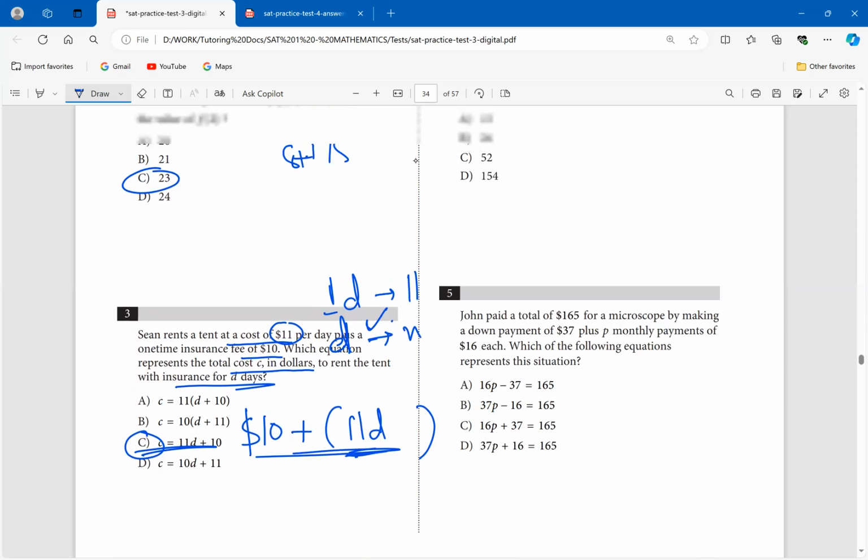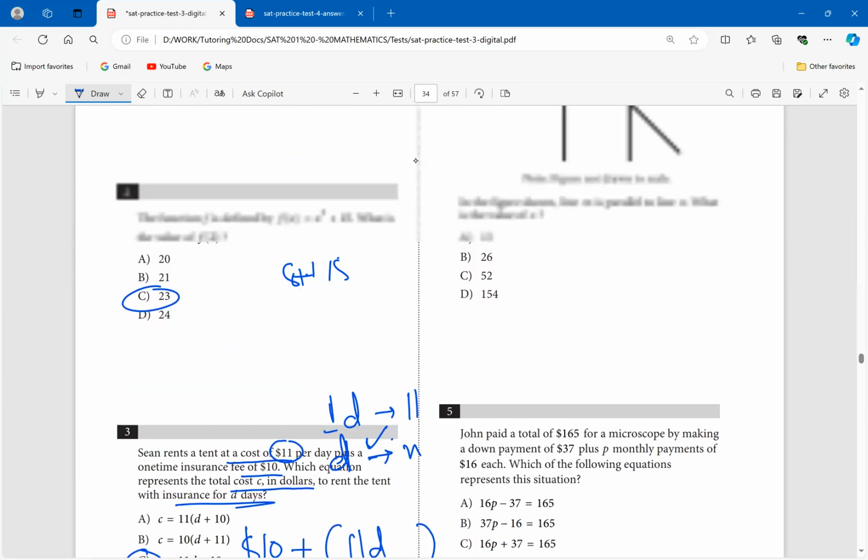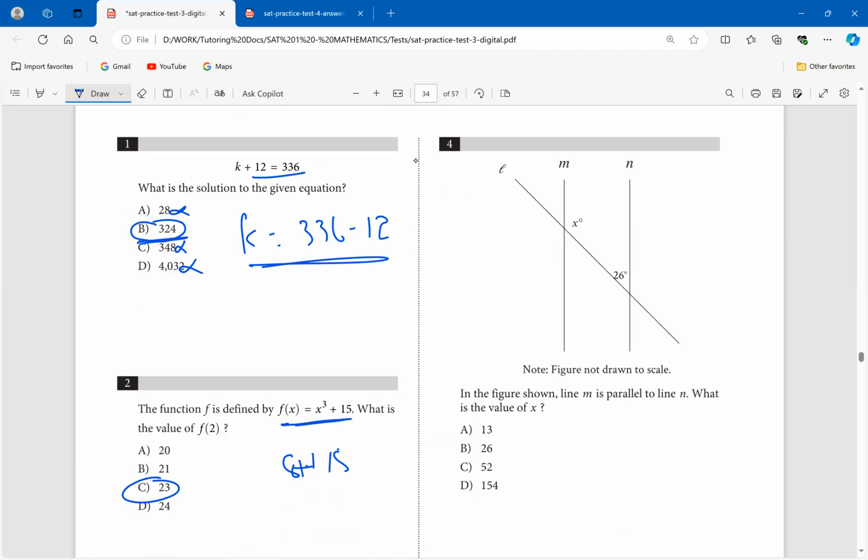Okay, is this clear up till now? Okay, question number 4. This is from coordinate geometry, module number 4. In the figure shown, line M is parallel to line N. What is the value of X?